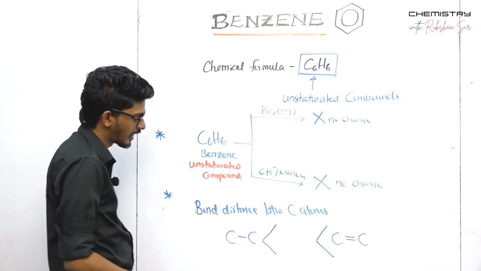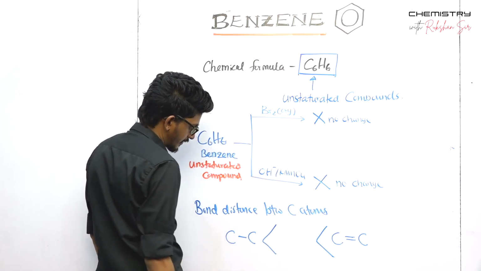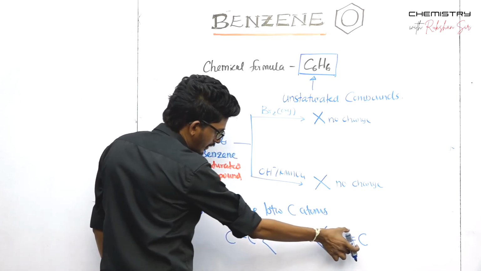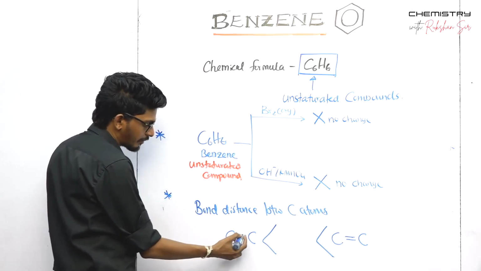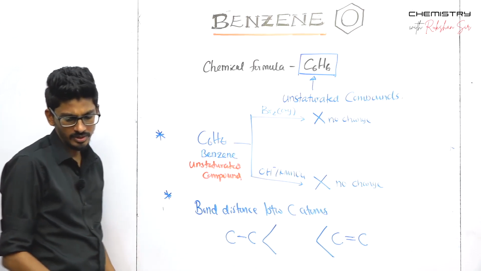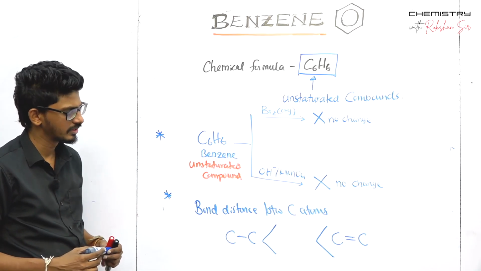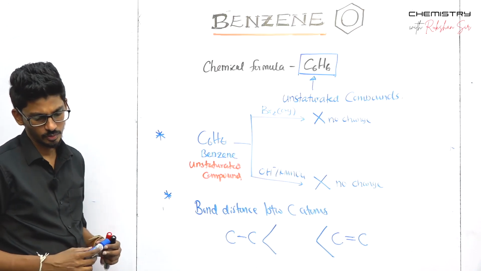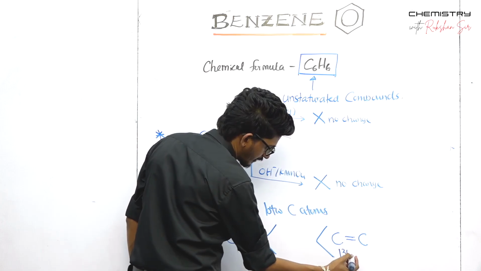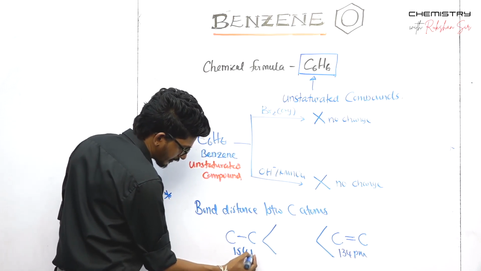Right? The benzene's carbon-carbon bonds, the bond distance lies between the carbon-carbon double bond and the carbon-carbon single bond. The carbon-carbon single bond is 154, no? And the carbon-carbon double bond is 134. Those are the major values, no? So this is 134 picometers, and this is 154 picometers.